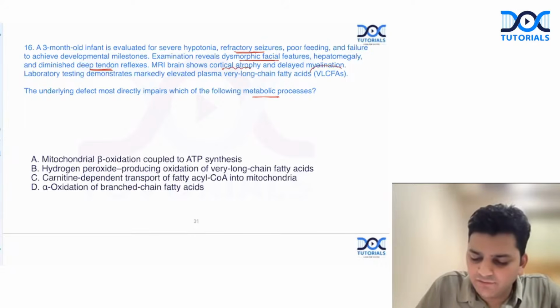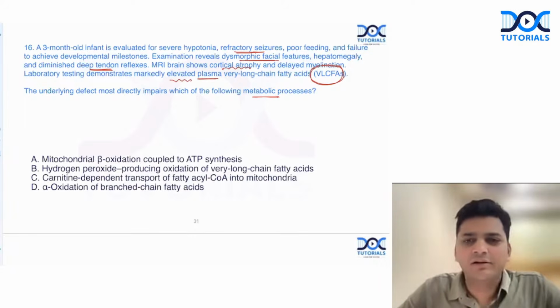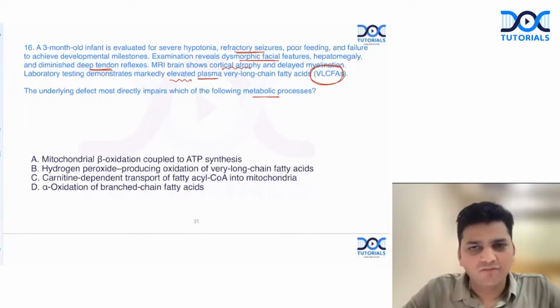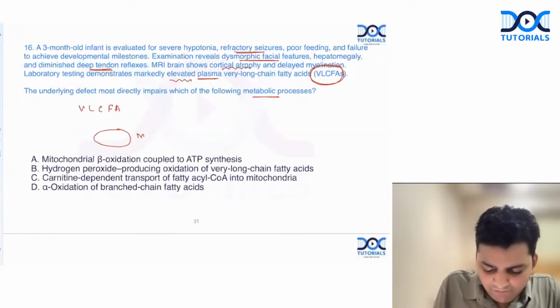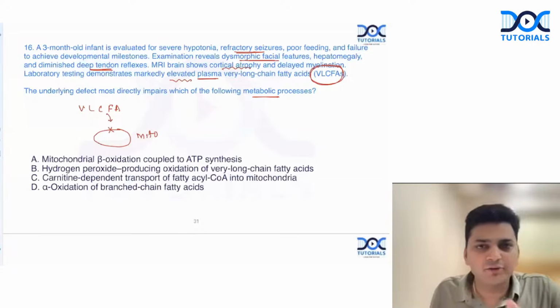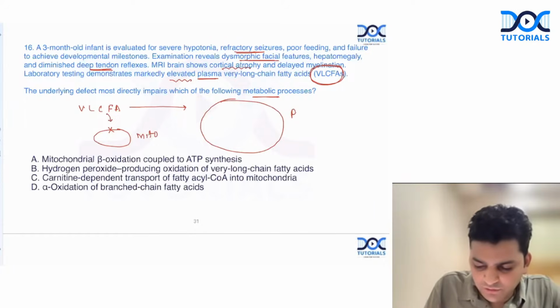But the main hint was here. There was an increase in very long chain fatty acids. This one word has given me the answer. Normally, fatty acid metabolism happens in the mitochondria. But very long chain fatty acids cannot enter the mitochondria because they are too big. So very long chain fatty acid metabolism occurs in which organelle? Peroxisomes.